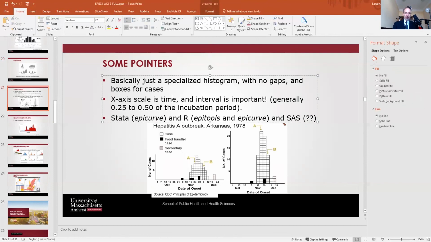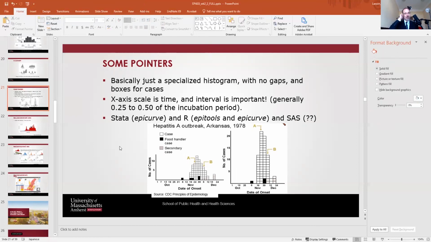Some pointers. Epidemic curves are basically just histograms with no gaps and boxes for cases. The x-axis scale is time, and the interval is important. Generally, we want to set it at between 1/4 and a half of the incubation period. Stata has epicurve, and R has 2 packages for this: EpiTools and epicurve. Honestly, I don't know what SAS does with this.